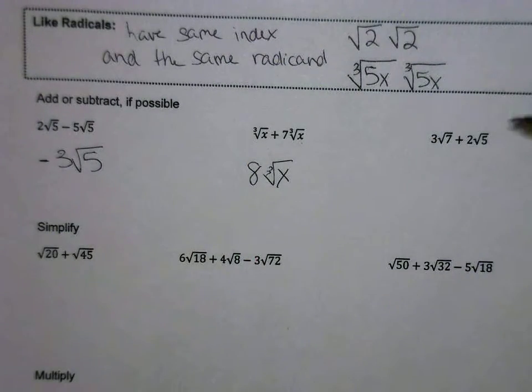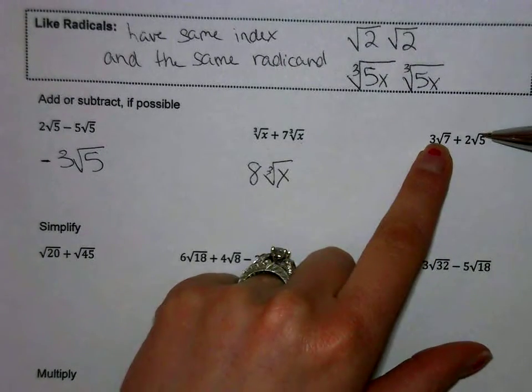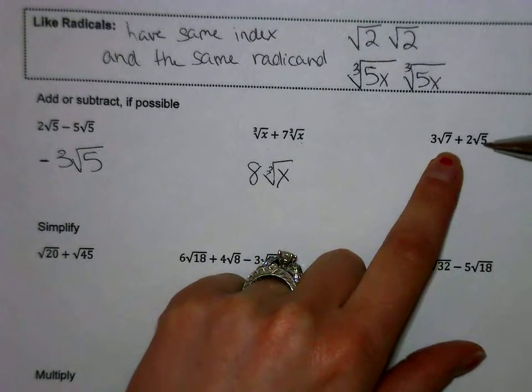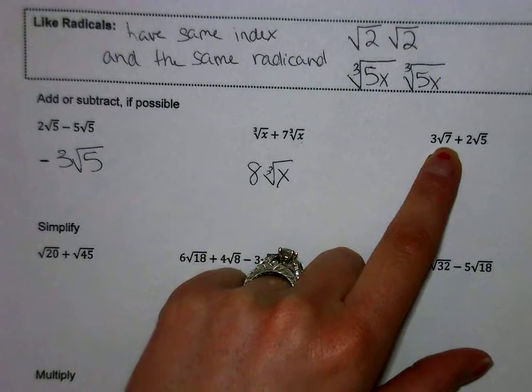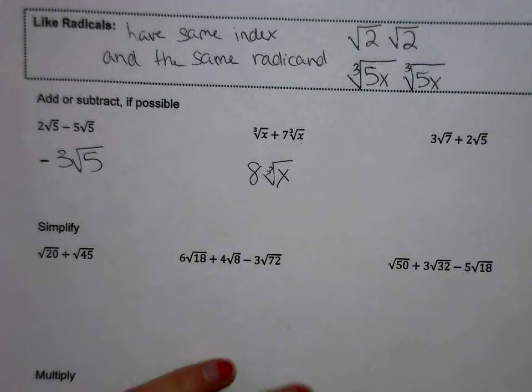And our third example. Both have the square roots, so our index is the same. However, our radicands are not the same. We have a 7 and a 5. Since those are not the same, we cannot combine these. We can't add them together. So this is not possible.